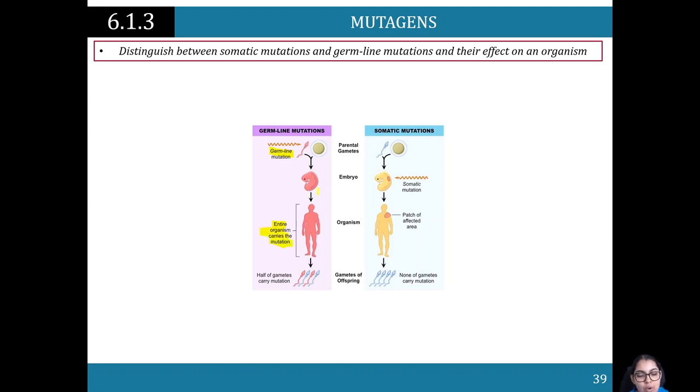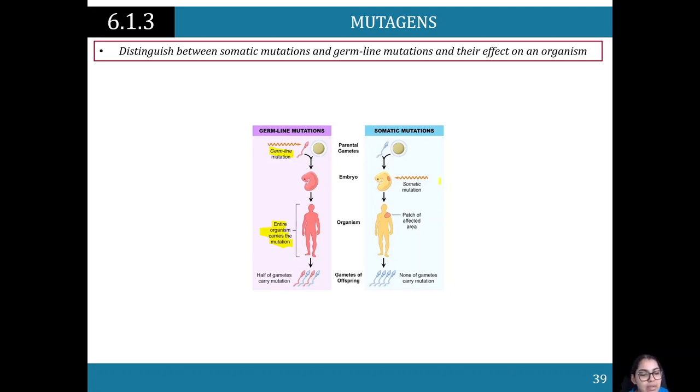And because the entire organism carries that mutation, when that organism reproduces, half of their gametes will carry that mutation, which means that depending on whether it's a dominant or recessive allele, the offspring may have that mutation, because it's affecting the germ cells, it's affecting their sex cells.